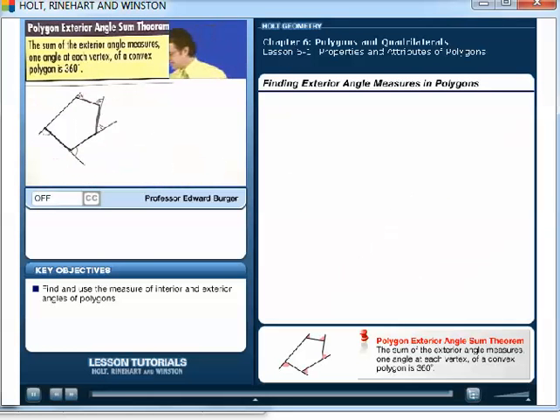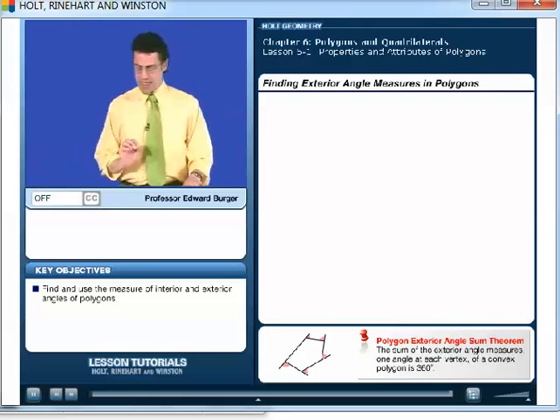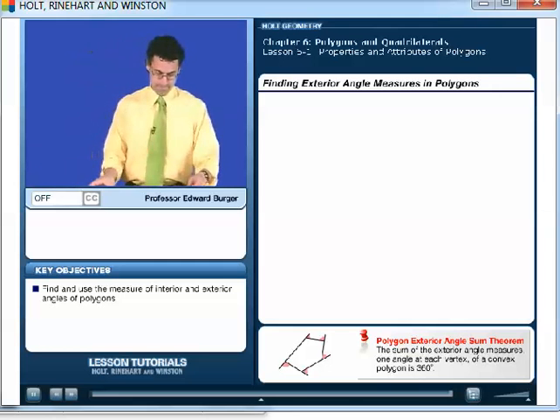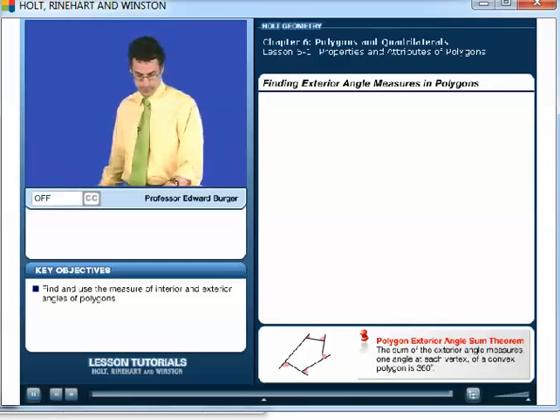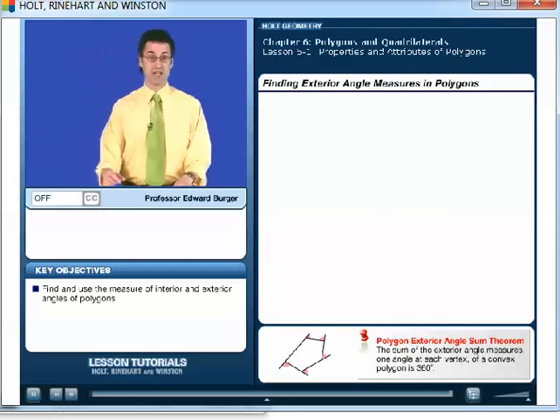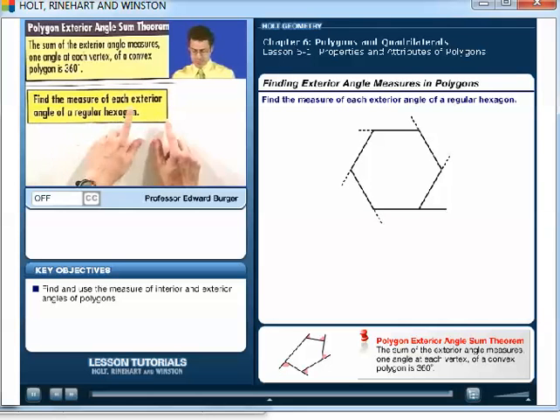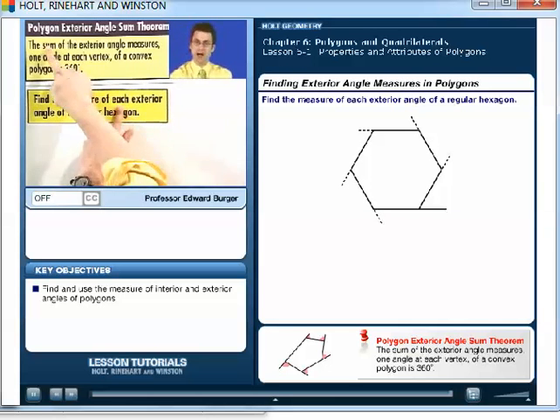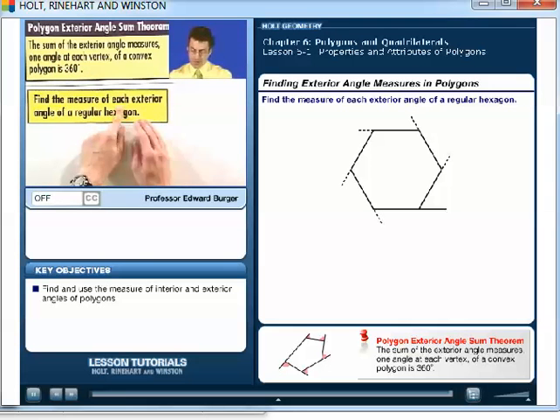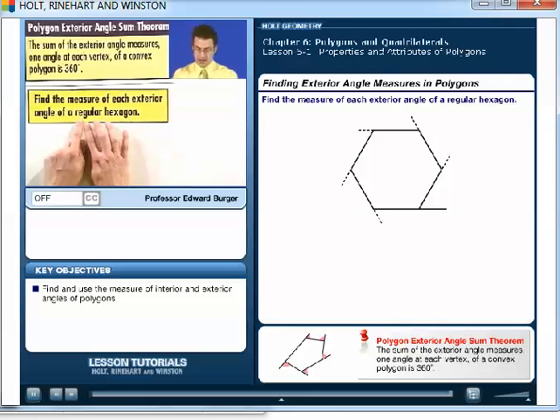So let's take a look at an example. Let's take a look at a regular hexagon. And I want us to find the measure of each exterior angle. Now again, here's the word each, and we only know the sum. But since we know that it's regular, every exterior angle will be equal.